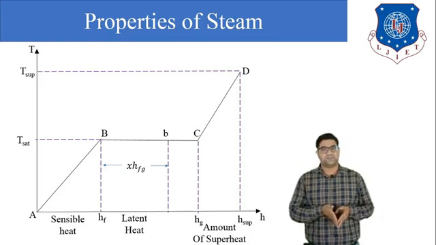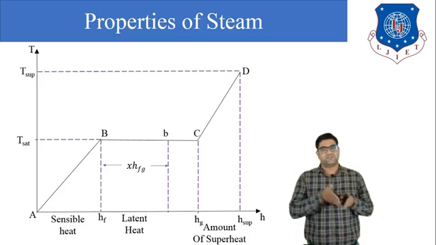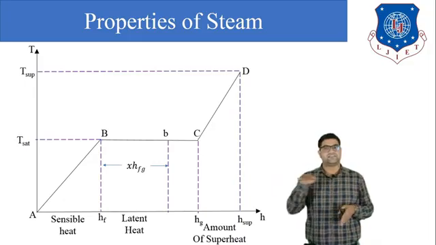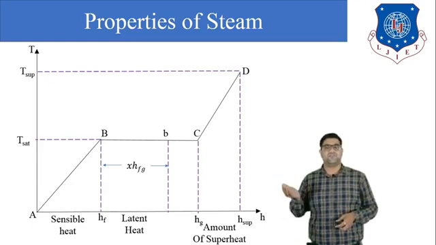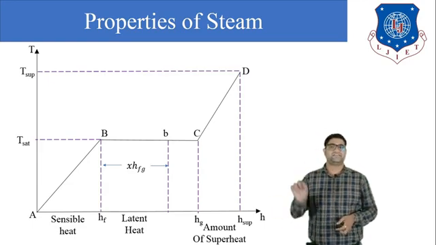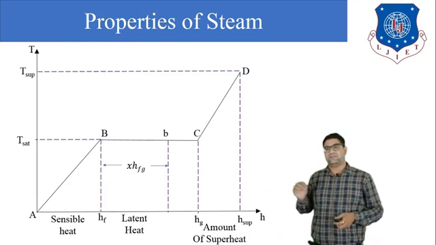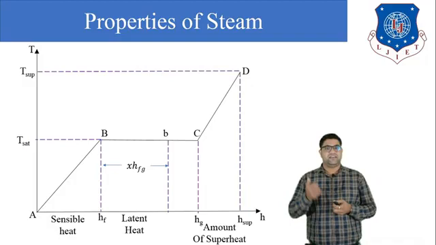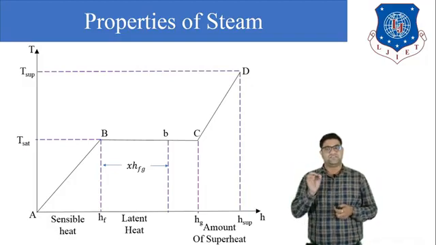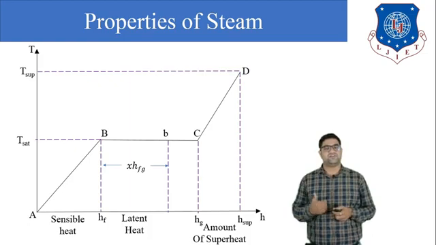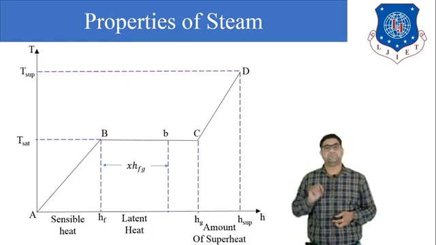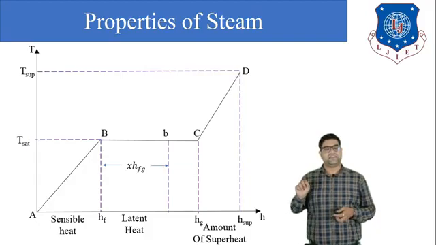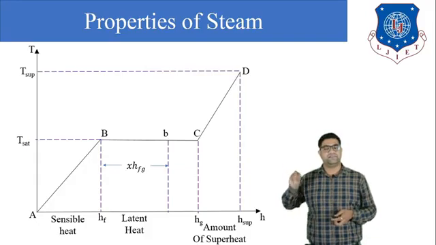After that, what happens? The water is converted into steam. During this conversion the temperature remains constant. The heat supplied during the conversion of water into steam is known as the latent heat, indicated here as x hfg. So the enthalpy change at this time is x hfg, where x is the dryness fraction. At point B, the enthalpy available is hf and the volume available is vf.